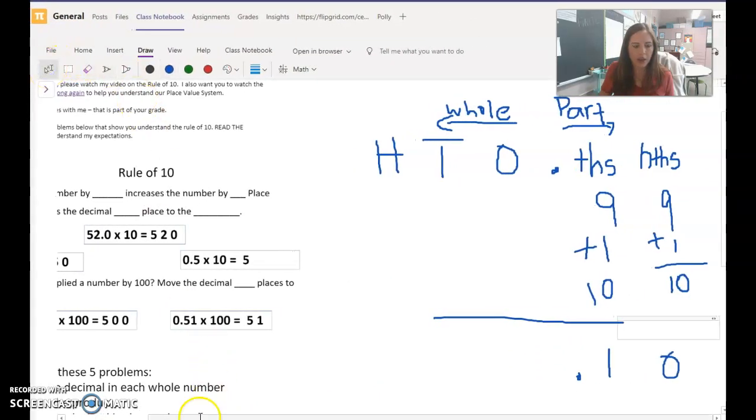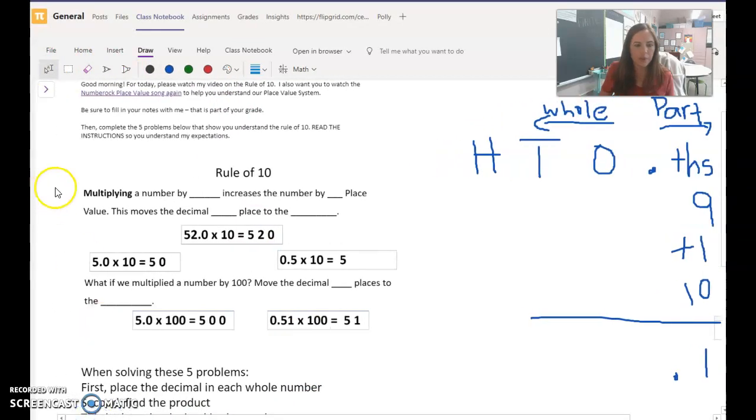Okay, so now that we know that, let's take a look at our notes. So for the rule of 10, multiplying a number by 10 increases the number by blank place value. Okay, so let's look. In our example here, 5 times 10 equals 50. Well, how many place values did the 5 move up?